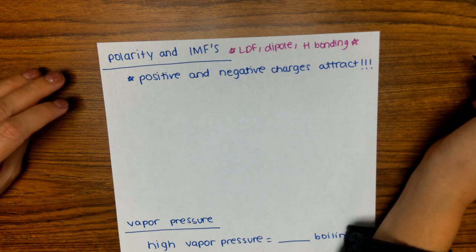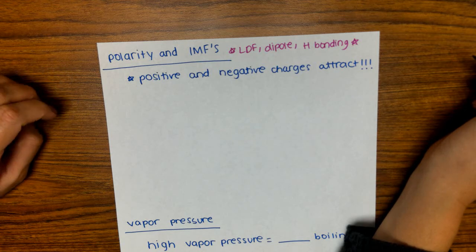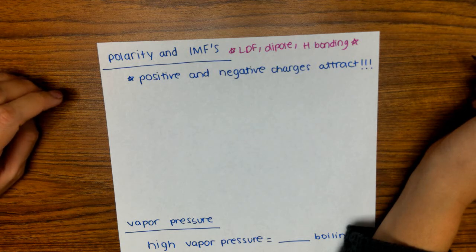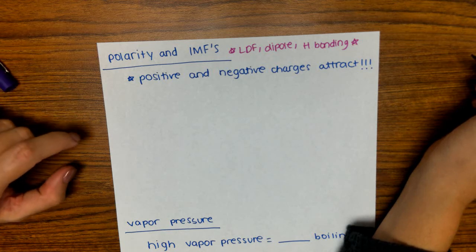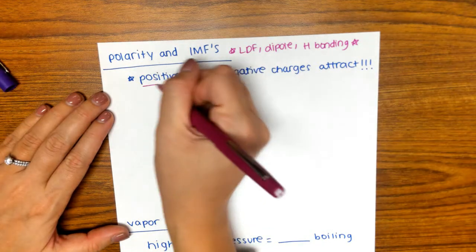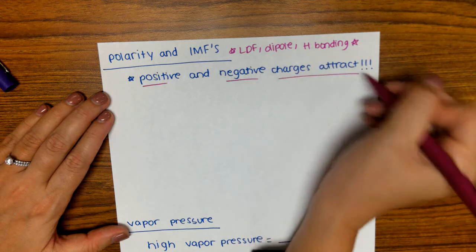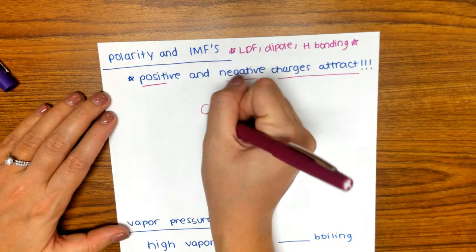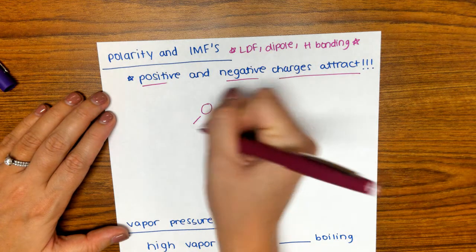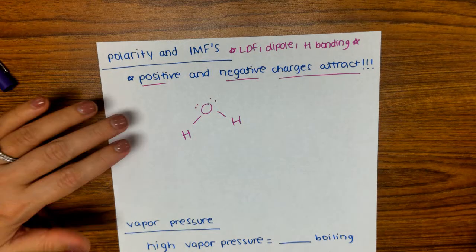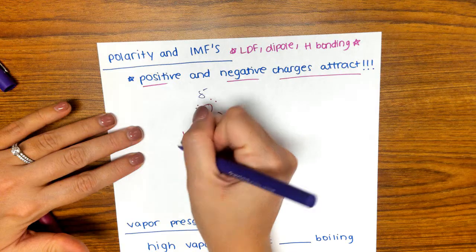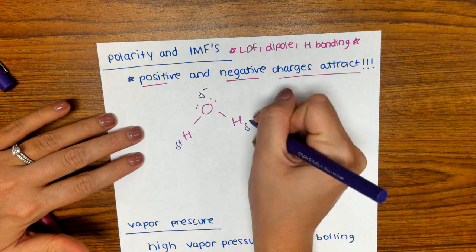And when it comes to IMFs, I think one of the biggest things where people mess up is you need to draw the picture, or if you're given a picture, really look at the picture. And remember, positive and negative charges attract one another. So like water. Water looks like this. The oxygen is the partial negative. The hydrogen is the partial positive.